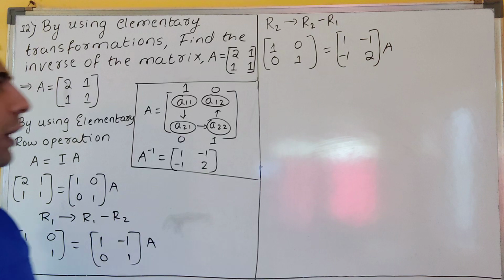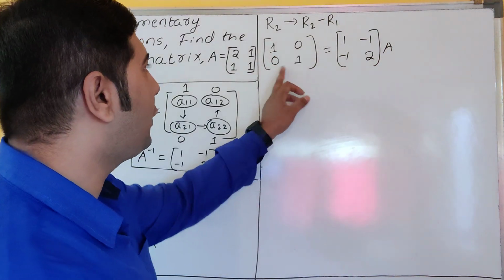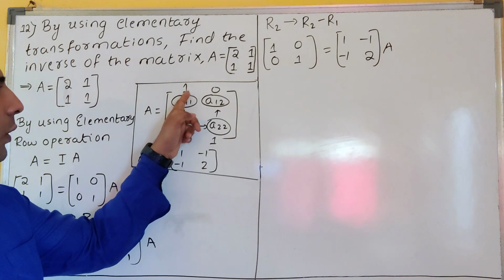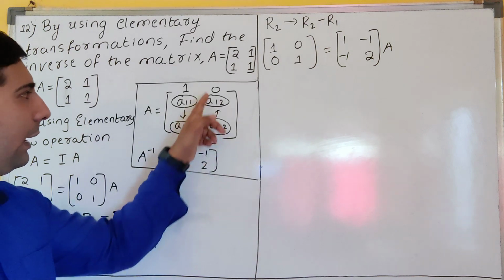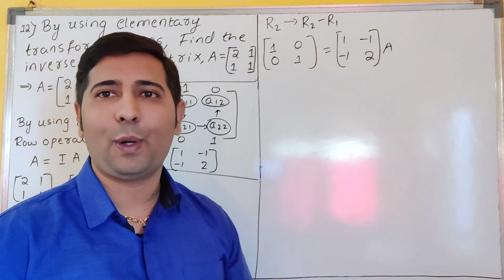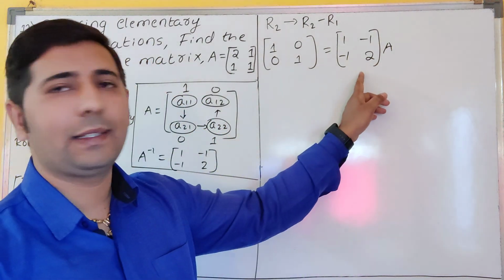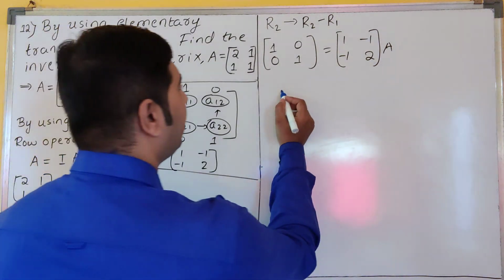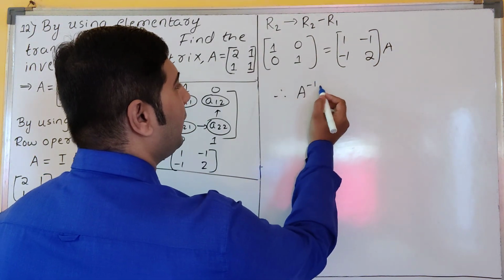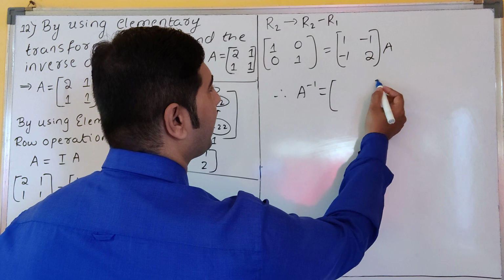So now, dear students, observe. 1 0 0 1 I have to get here. See, 1 0 0 1. It has come or not here? Which I wanted, that only. So then this is your what? A inverse. Therefore, if I got that answer, it means finished.